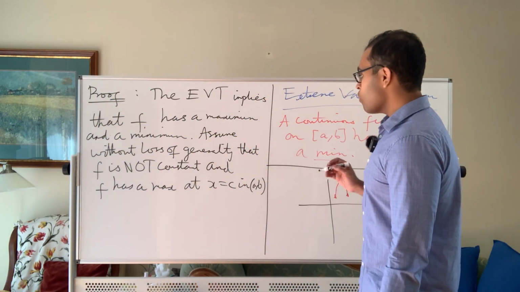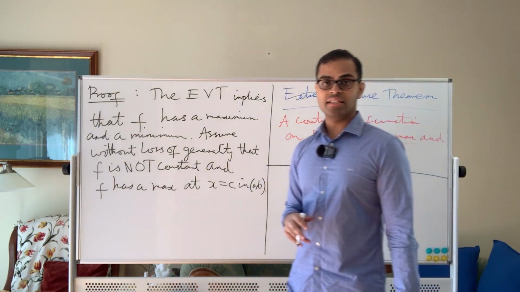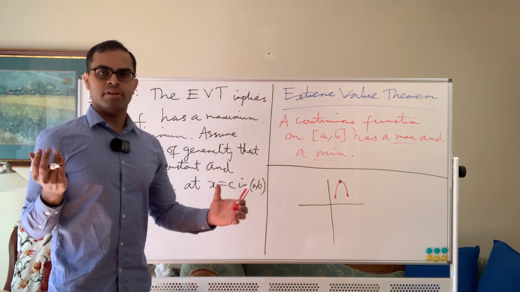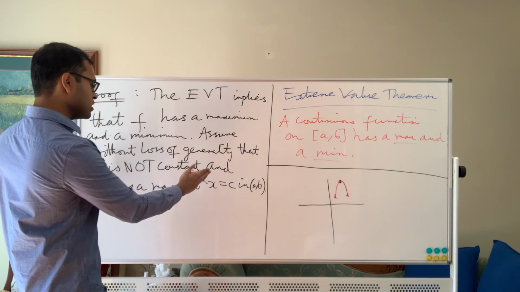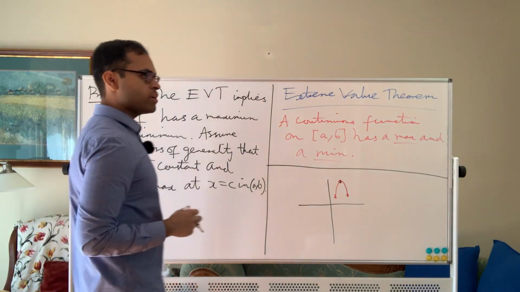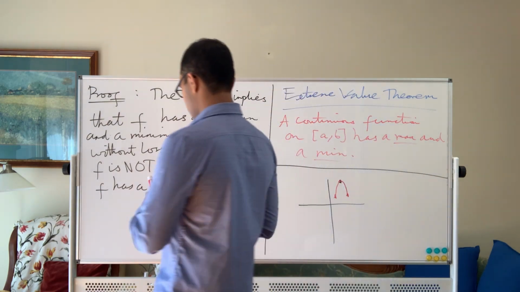Now, why do I say assume without loss of generality? Because it's possible that f has a min inside the interval (a, b). But if it has a min inside the interval, it's going to be the same argument. You can just apply the same idea. So I'm just going to assume without loss of generality that f has a max at x = c. And now we're going to prove the derivative is 0 at that max. So what is the derivative f prime of c?